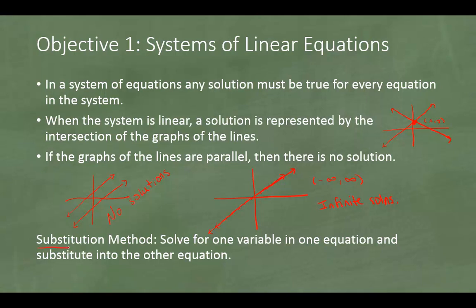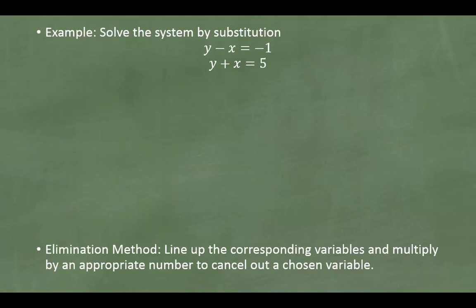One usual method is called the substitution method, in which you'll solve for one variable in one equation, and then substitute it into the other equation. Let's take a look at a problem. So for example here, it's your choice what variable you want to solve for. To me, it seems easier to solve for y here. So I'm going to solve for y. That's easy for me because I can just add x to both sides. That would give me y is equal to negative 1 plus x.